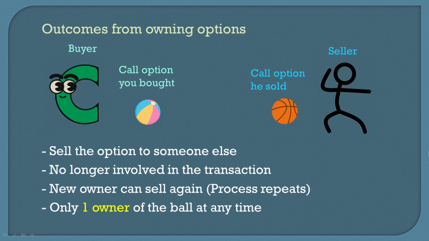Now, from the seller's point of view, it does not matter who the buyer is. There's no difference. He only deals with the current person holding the beach ball. He's not concerned about who owned it before or how many times it has changed hands.